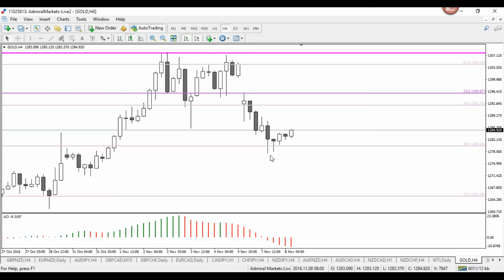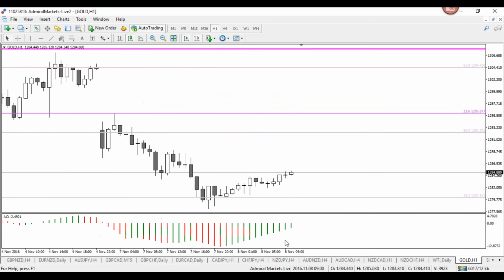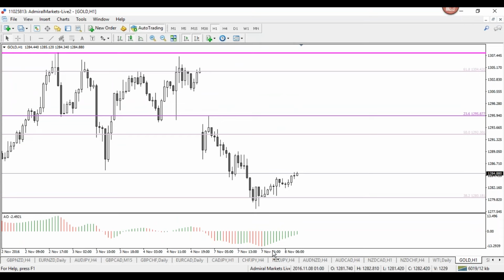At this moment, if we see 5 to 6 candles not breaking this low, we've already got 4. This is the 4th. Then there's a good chance of a hook back and bounce.